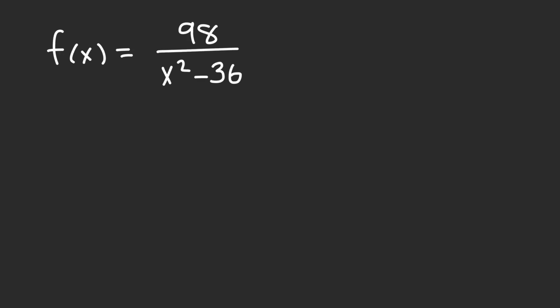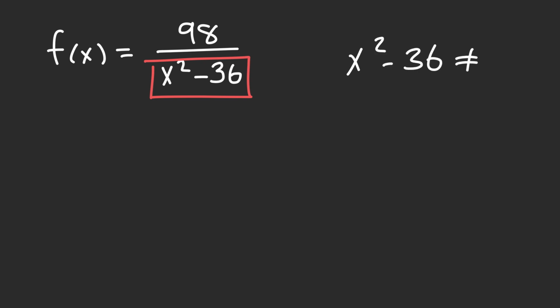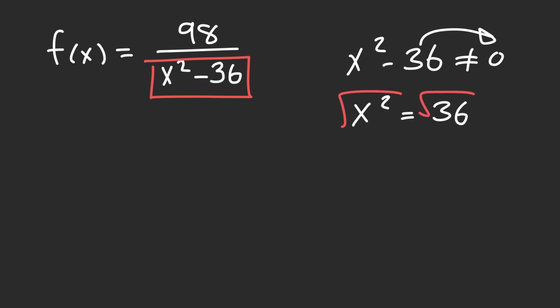Let us take a look at this example. f of x equals 98 divided by x squared minus 36. The first thing we have to do is take the denominator and set it not equal to 0. So x squared minus 36 should not equal 0. We will take the 36 to the other side, so x squared equals positive 36. Now we will take the square root of both sides to find the value of x. So x equals positive or negative 6.